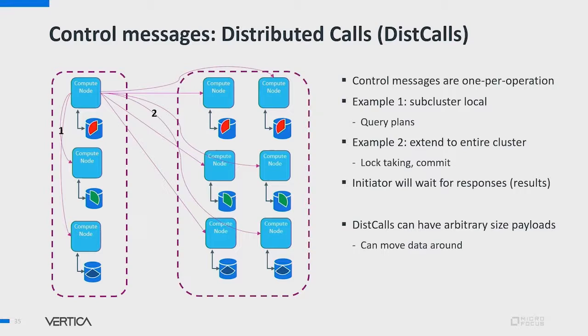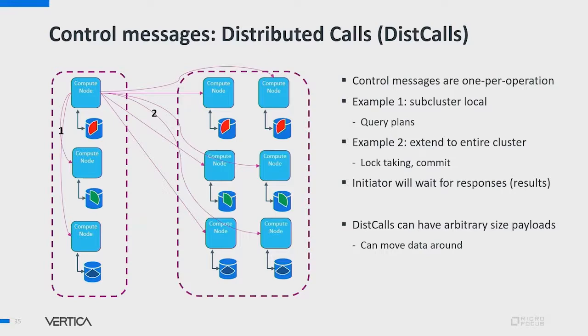Sometimes we call these messages control messages or distributed calls, but more often dist calls. What happens here is that we want to control nodes in distributed operations. So a designated node, usually the co-initiator, would determine the list of participants for the distributed operation and would send a dist call to them, basically asking them to do their local work. One example here is a message sent inside the subcluster, for example, to distribute query plans and make nodes execute those.